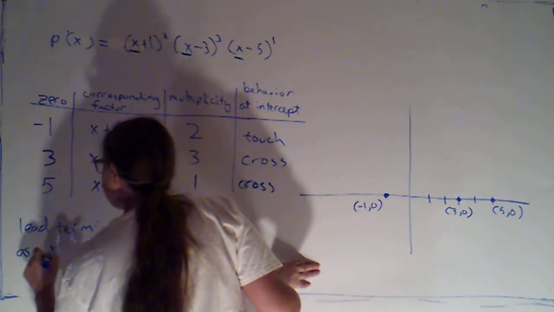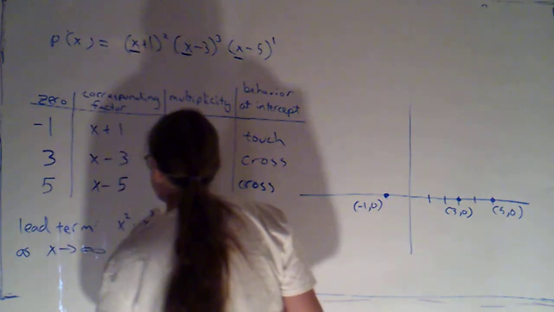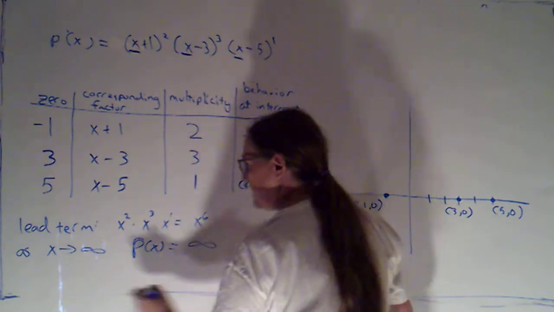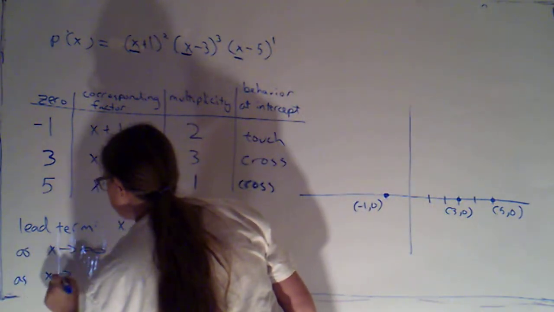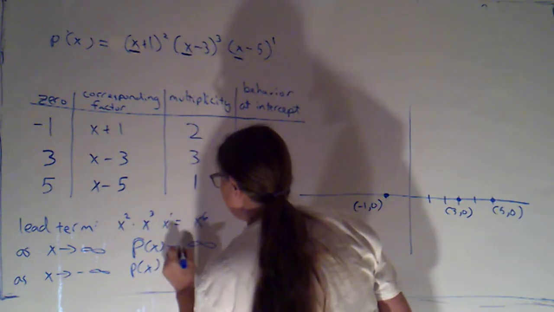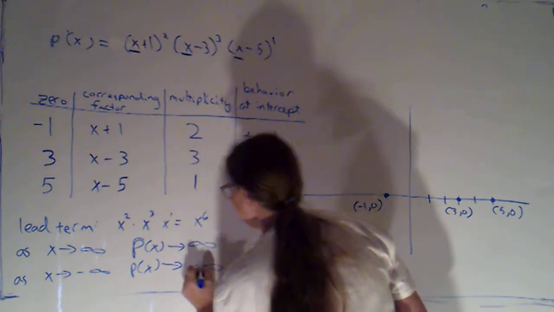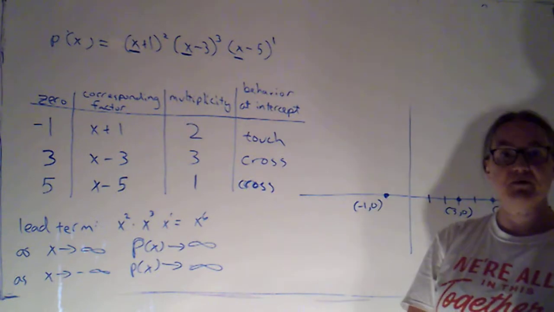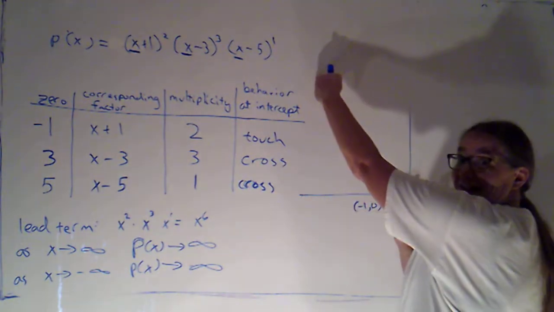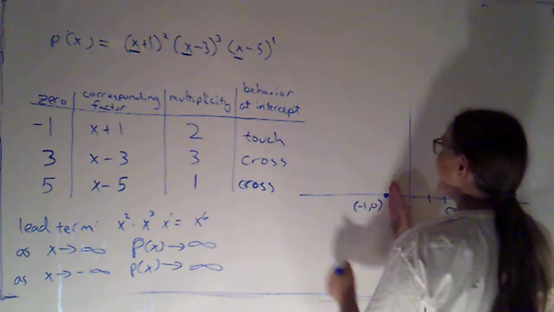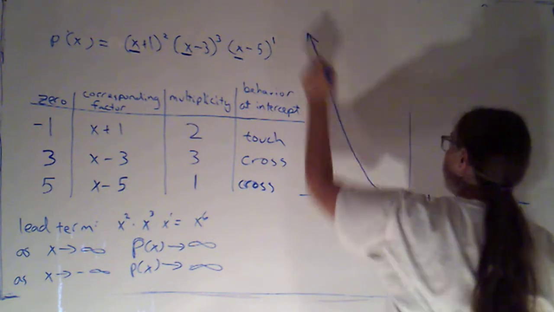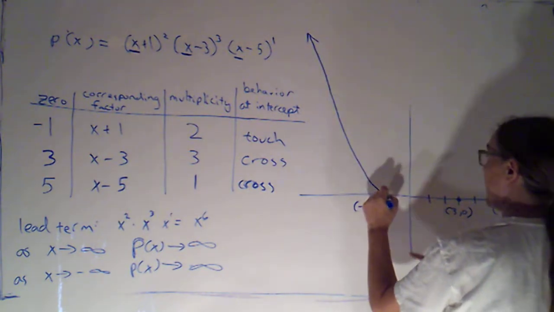So now that tells me that as x goes off to infinity, p of x is going to go to infinity. And as x goes to -infinity, p of x also goes to infinity. Same behavior on both sides. So that tells me to the left of -1, I've got to be positive because we're going off to infinity. Okay, so we're coming down. We'll touch the axis here, but we don't cross.